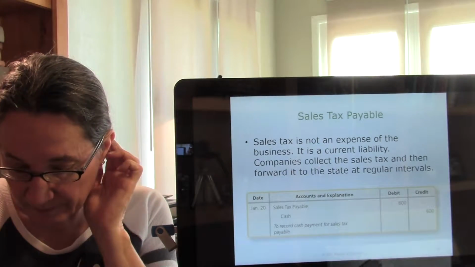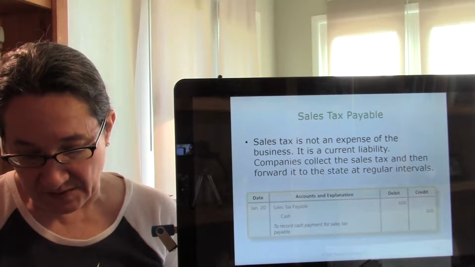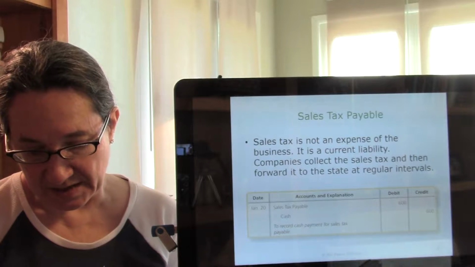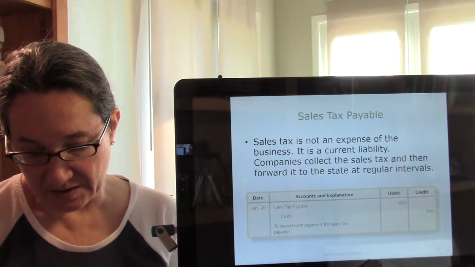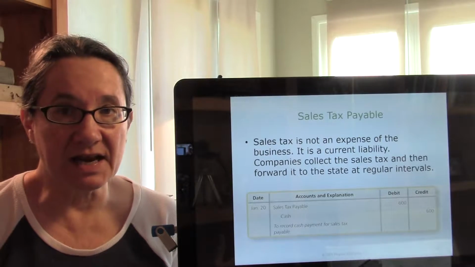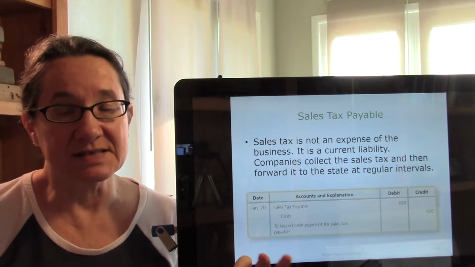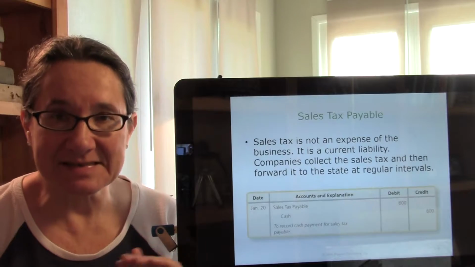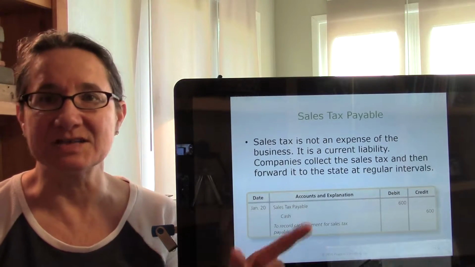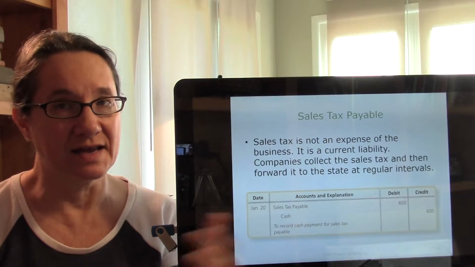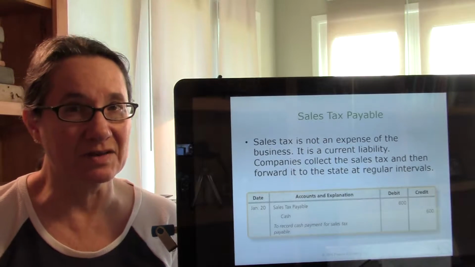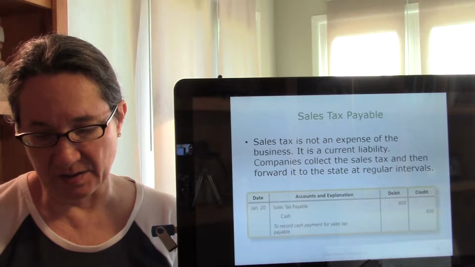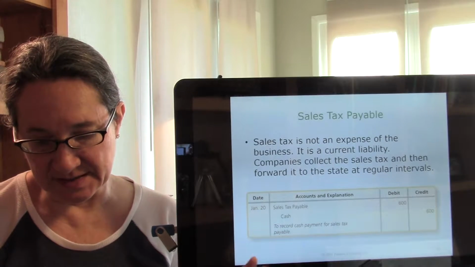All right, now, sales tax is not an expense of the business. It is a current liability. So remember, sales tax is not an expense. You may have tax expense, but sales tax is just kind of a pass-through. You collect it up front and send it on to the state. So it's not really an expense to the company. It is a current liability, so you put it on as a tax payable.